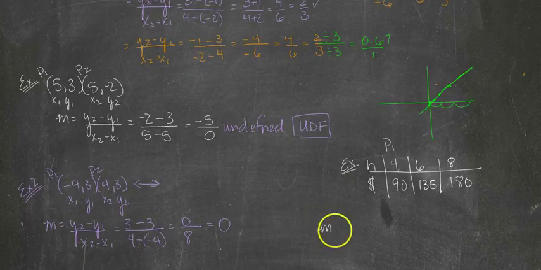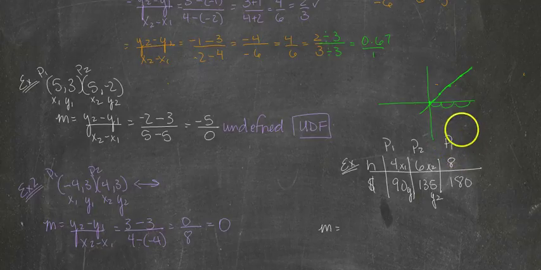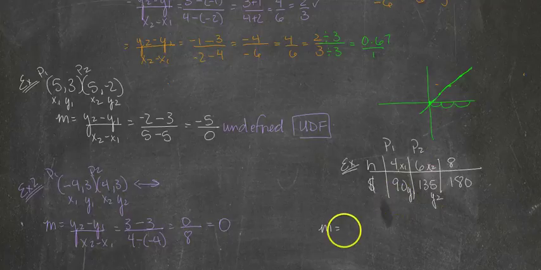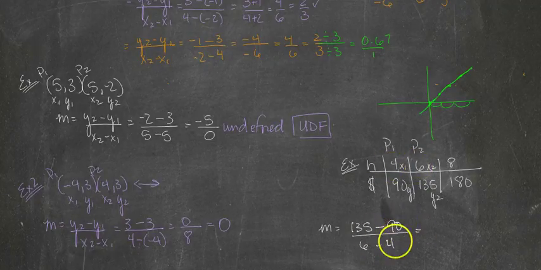Well, let's use the slope formula. M equals, let's choose a point. Well, I've already labeled P1 here and now P2 here. So that means that this is x1, y1, x2 would be 6, and y2 would be 135. I could have used this last point. I could have made this P1, but I just chose the two smallest numbers because, you know, small numbers are nicer. So y2 is 135, take away y1, 90, over x2 is 6, take away x1 is 4. So 135 take away 90 is 45, divided by 6 take away 4 is 2.